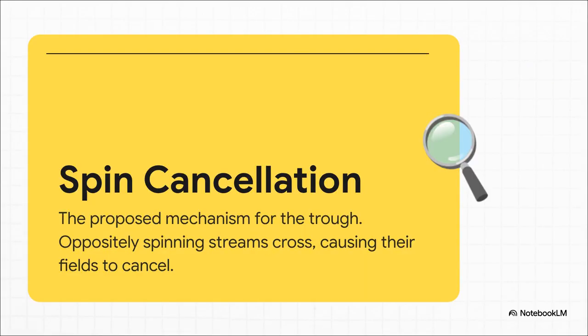So how does crossing streams create a trough? Well, the theory proposes this really unique mechanism he calls spin cancellation. The idea is that these streams of photons have opposite spins, and when they cross at just the right angle, those opposing spins literally cancel each other out, creating a zone of lower energy. And that zone of lower energy is the trough we see at the equator.